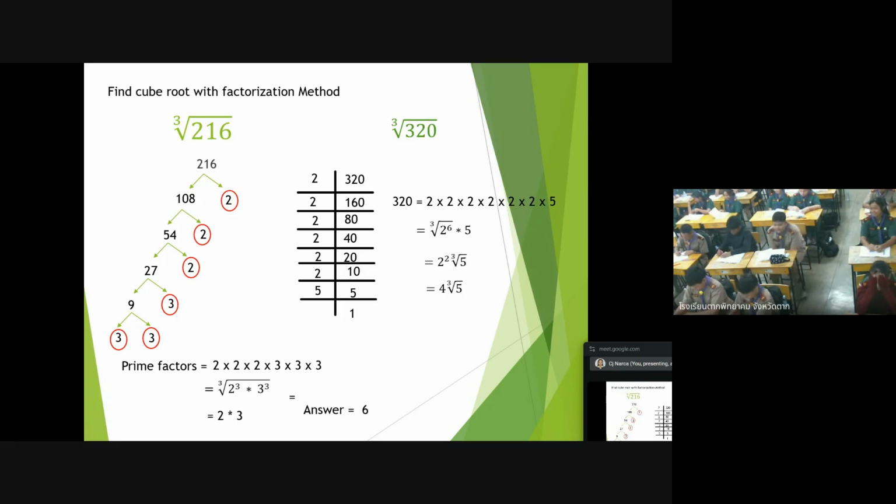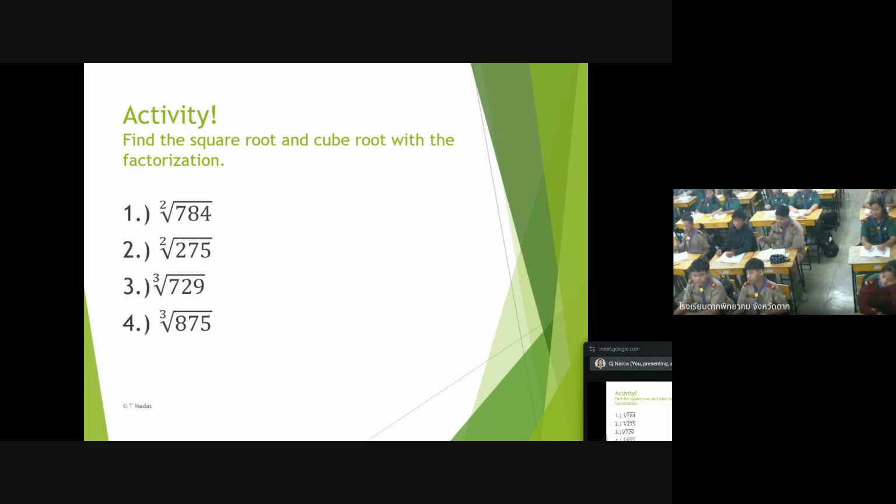Oh, wow. Okay. On your notebook, try this. You can use a factor tree. You can use a long division method. Okay? Whatever you want. As long as it's the same answer, okay? The result is the same answer. You can use anything, factor tree or long division. You can choose whatever you like. You know the process, okay?